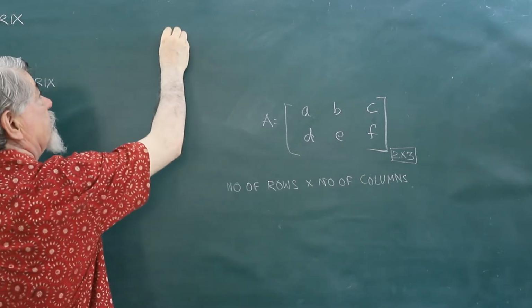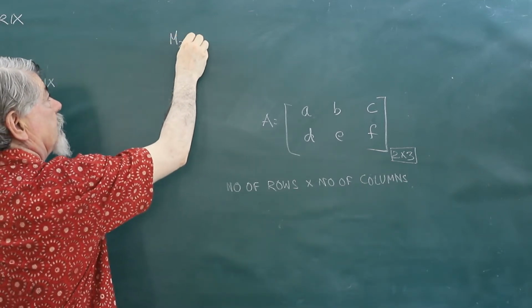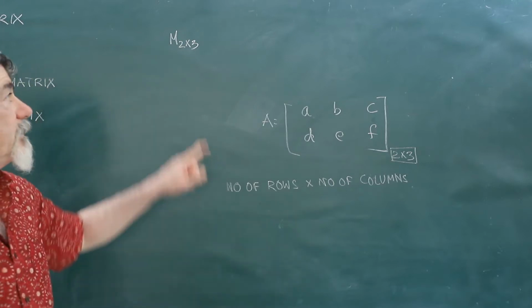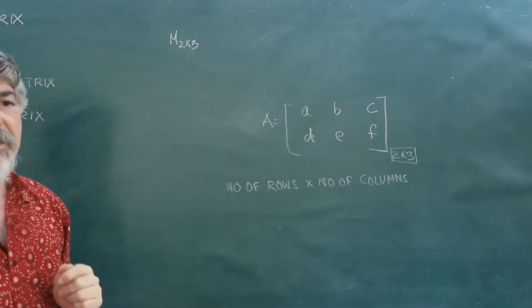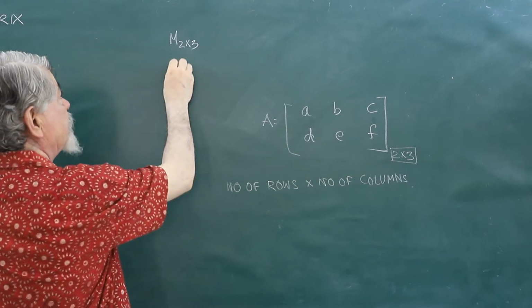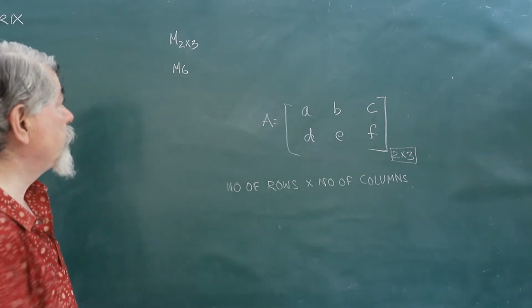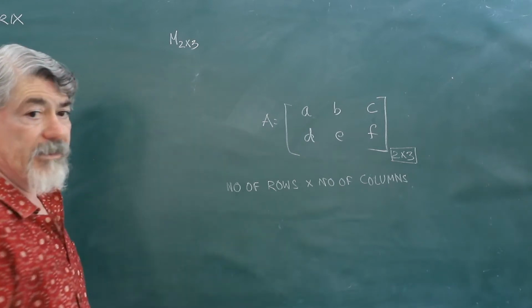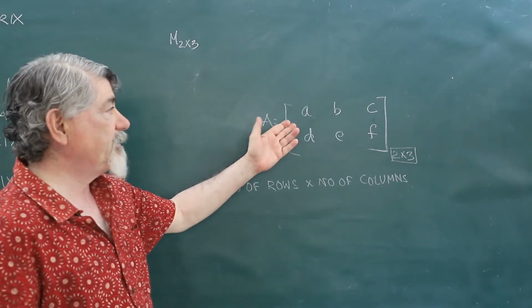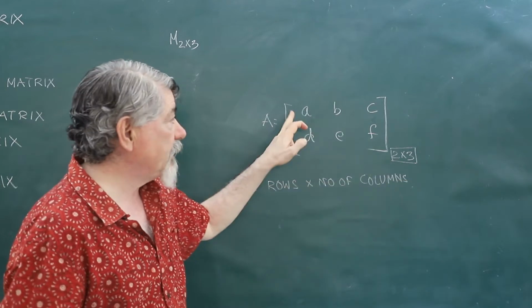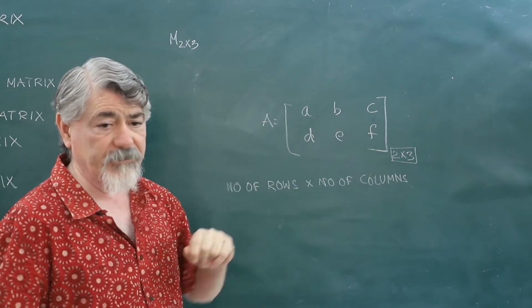Suppose I write the order of a matrix M as 2 into 3. So I would know that in this matrix M there are 2 rows and 3 columns. But if I write M 6, it has no meaning. But 2 into 3, if I multiply, I'll get the number of elements of the matrix. 2 into 3 is 6, so I'll get 6 elements.